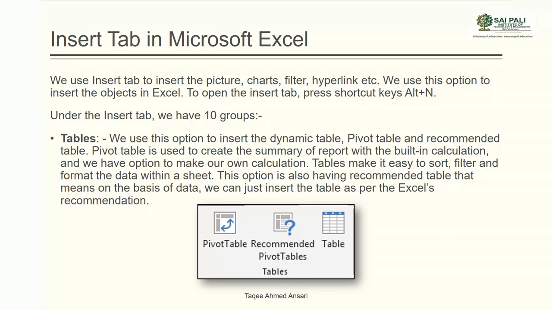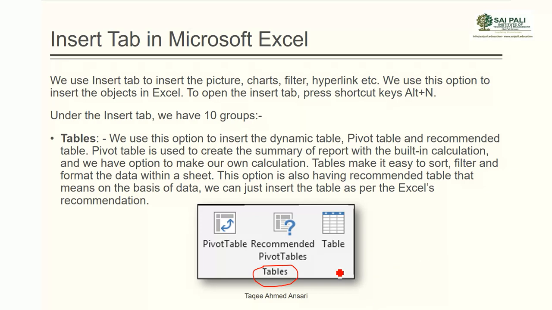Now in this Insert tab we have 10 different groups. In those 10 different groups, the first group we have is Table. In this Table group, we use this option to insert the dynamic table like PivotTable. And also we have the option to add the recommended table, if you don't know which PivotTable you want to create here in your worksheet. Depending on the data, Excel can recommend the PivotTable which we can use.